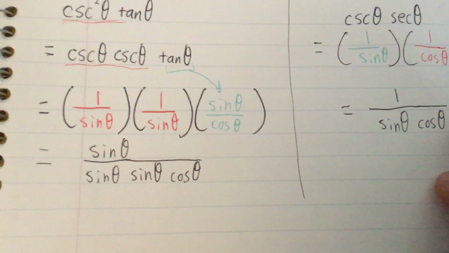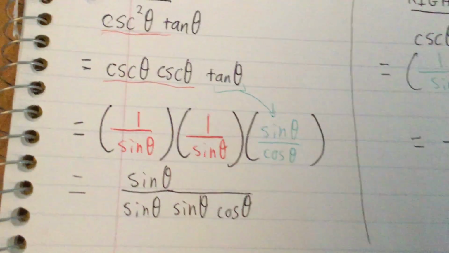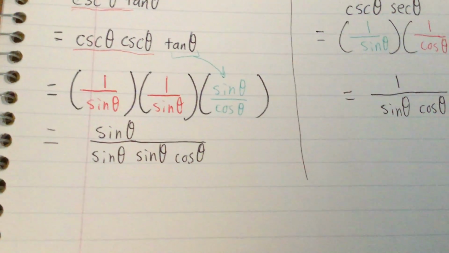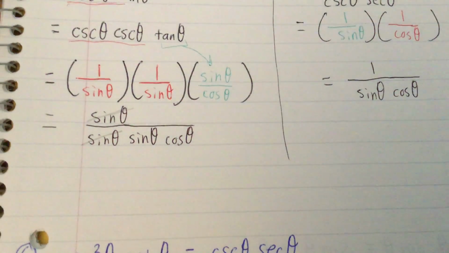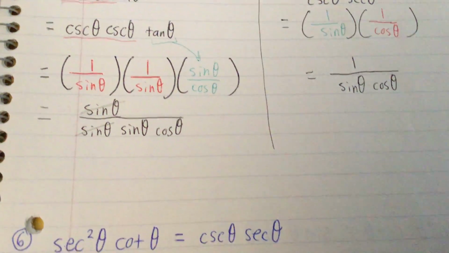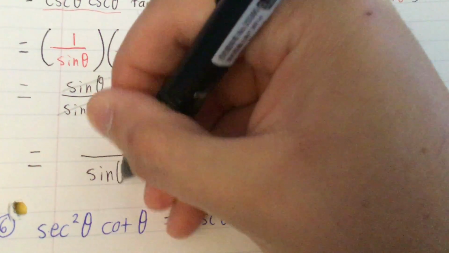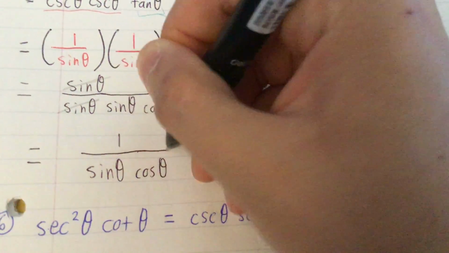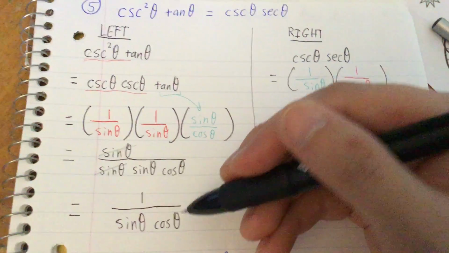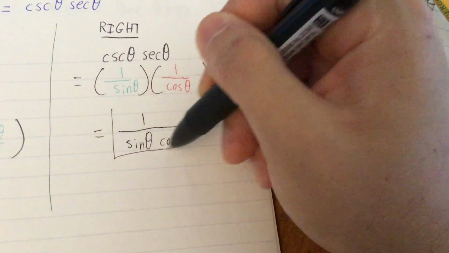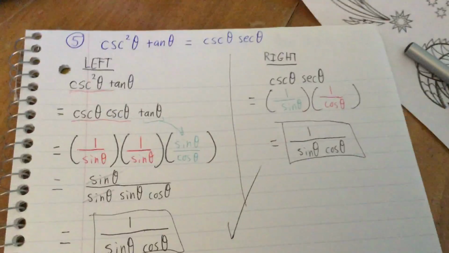Can I do anything about sine over sine, cosine? Yeah. In fact, what I can do is cancel out one sine on the top and one sine on the bottom. And that leaves me with 1 over sine cosine. And on the right, I got 1 over sine cosine. Hey, the left led us to 1 over sine cosine, and the right led us to 1 over sine cosine. So therefore, since the left and the right are equal to each other, this proof checks out.